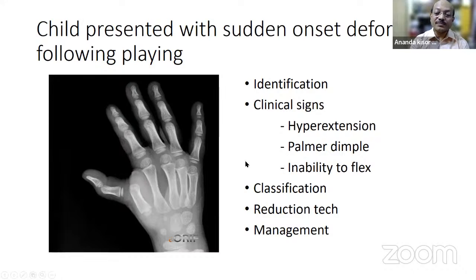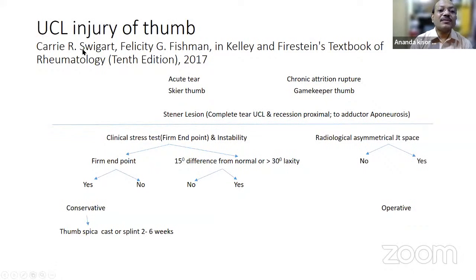Now the management technique: the ulnar collateral ligament is mostly injured in case of the thumb, and it may be acute here or it may be a chronic attrition rupture. There are different types of terminology used for this. It may be skier's thumb, gamekeeper's thumb, but the most important, if there is a complete tear of the ulnar collateral ligament, that is known as the Stener's lesion, where the ulnar collateral ligament is displaced proximal to the adductor aponeurosis. That is the most grave situation where the only surgical option remains.